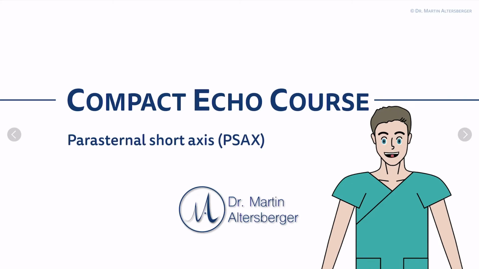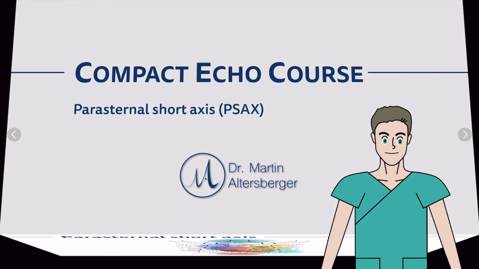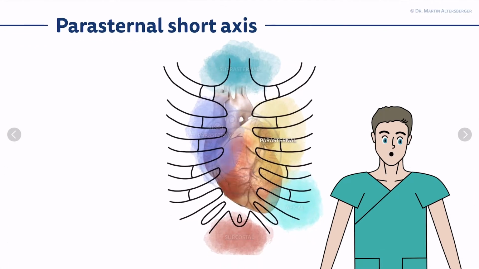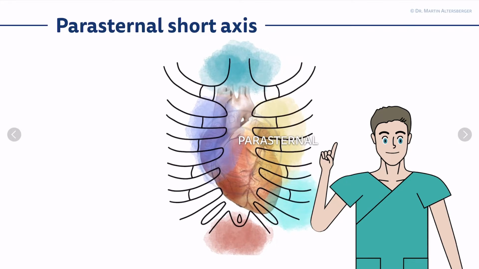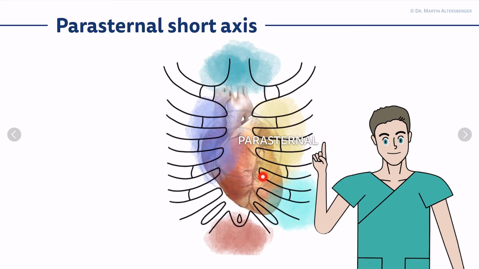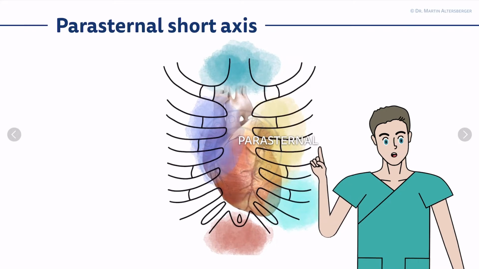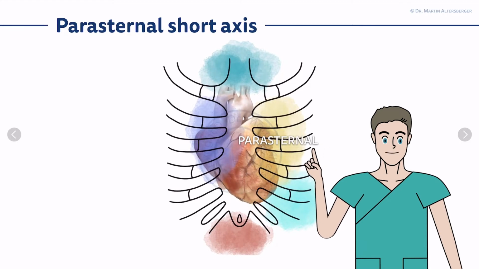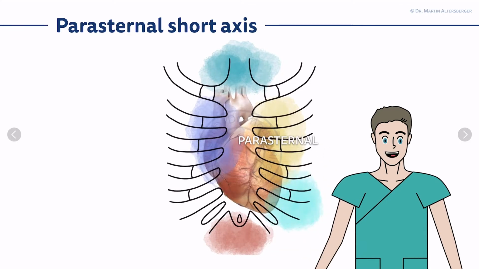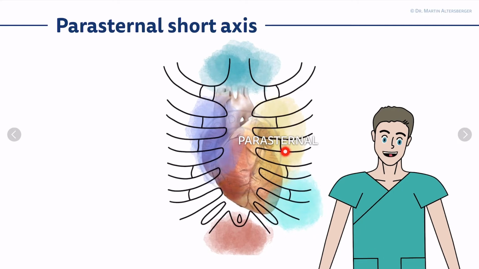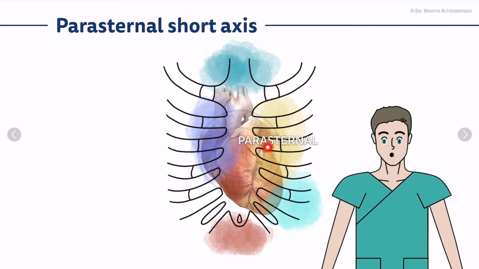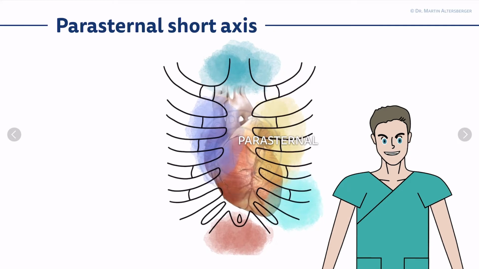In this part of the course, we will talk about the parasternal short axis view. In the parasternal short axis view, we are located in the second to third intercostal space, beside the sternum, on the left side of the thorax. Compared to the parasternal long axis view, where the marker points towards the right shoulder, this time in the parasternal short axis view, the marker points towards the left shoulder.